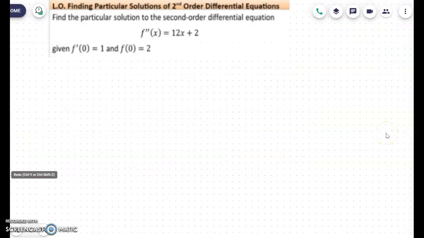So let's just look at this question and figure out what we're going to do. Now we have the second derivative. So the first thing we can do is anti-differentiate to find the first one. Now that's 12x to the power of 1, so 6x squared.